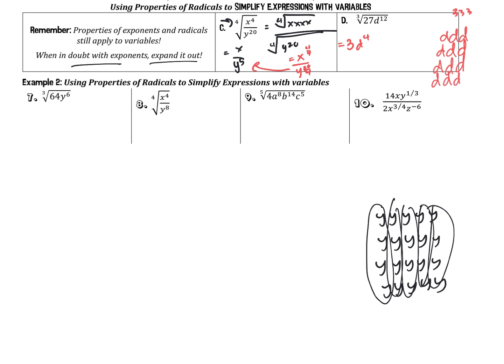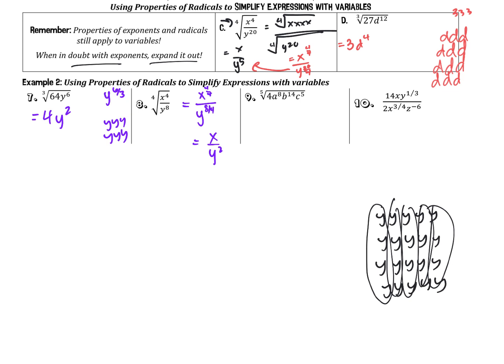So I'm going to encourage you, if you're feeling confident, go ahead and pause the video and work on numbers 7 through 10 on your own, and then unpause the video and see how you did. So for number 7, the fourth root of 64 is 4. This is the same thing for y as y to the power of 6 over 3, which is y squared. Or you could write out 6 y's and figure out how many sets you have. Here on number 8, this is the same thing as x to the power of 4 over 4, y to the power of 8 over 4, which is going to become x over y to the 2nd.